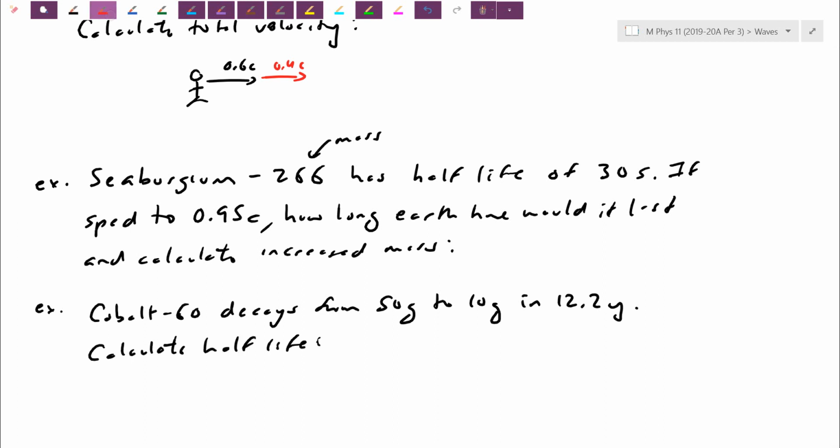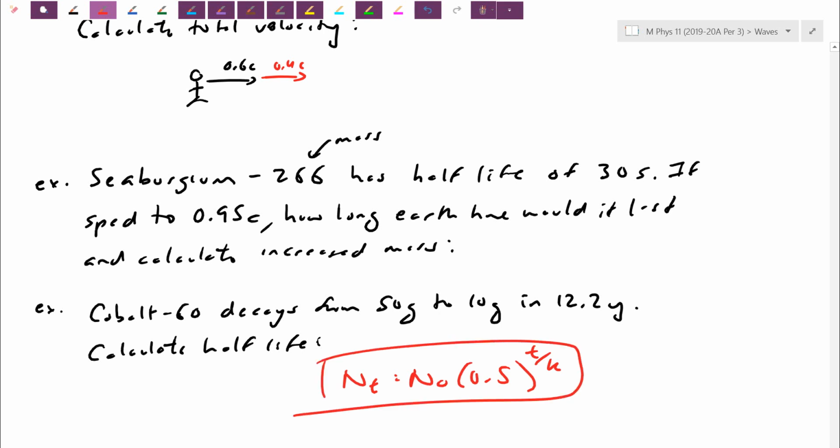In that case, you'll need to use a formula here. Nt is equal to N naught. I will give you all these formulas. I just want to more so make sure you're comfortable using this and see if you can calculate the half-life, which would be this constant k here.